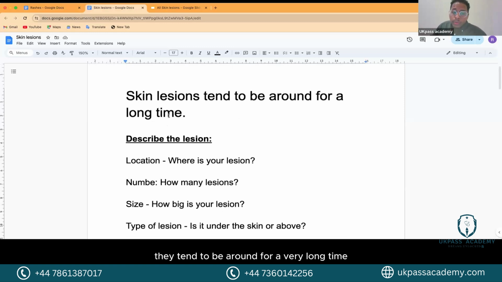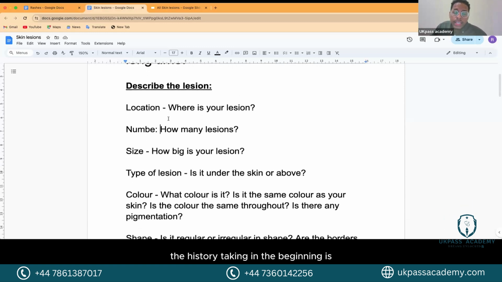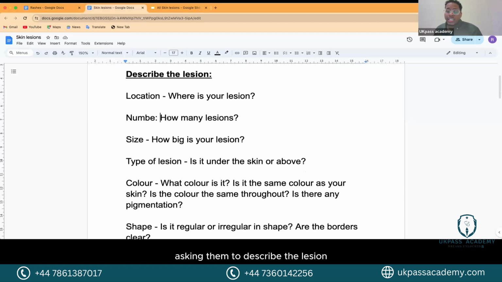Skin lesions, they tend to be around for a very long time. The history taking in the beginning is asking them to describe the lesion. In these scenarios, they can be telephone conversations most of the time. And we said on day one, if you were here, that for telephone scenarios, what tends to happen is they may have already sent in some of the results. They may have already sent in a picture, or some examinations may have been done. And so when you come inside your station, it's the telephone that's there, and maybe there's a clipboard with a picture of a lesion on the table.